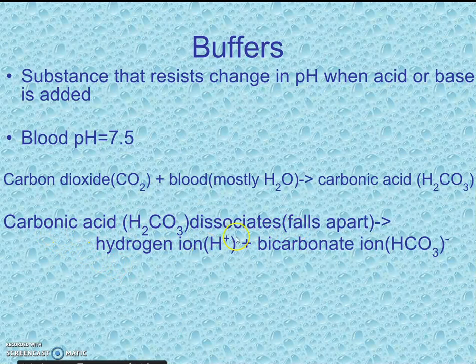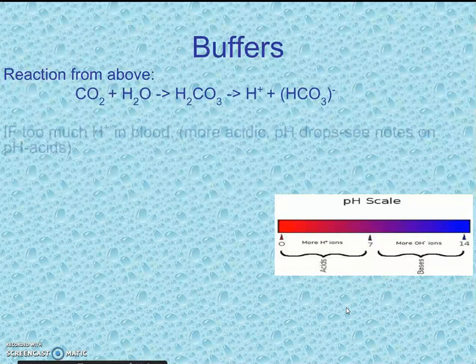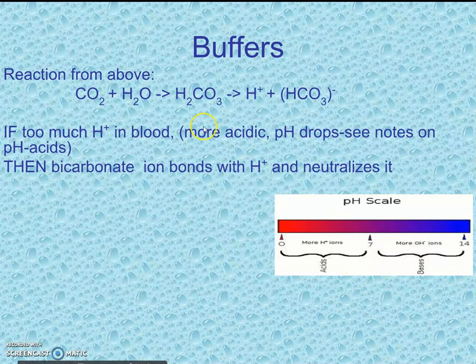But then it falls apart into a hydrogen ion. Remember our acids, they had those, and a bicarbonate ion. So the buffer from the blood, the way this works, this is from what I just said. I said that carbon dioxide and water in the blood form carbonic acid, which, when it falls apart, doesn't fall apart back into these two. It falls apart into hydrogen ion and a bicarbonate ion.